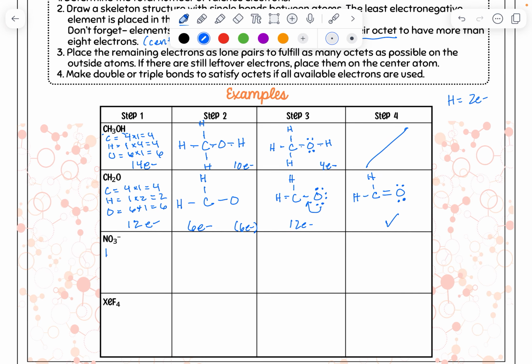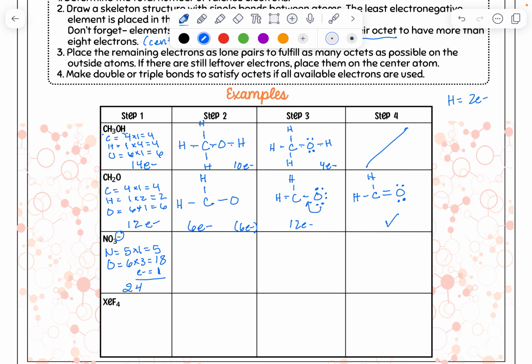So nitrogen has 5 valence electrons. I have 1 nitrogen, so that's 5. Oxygen has 6 valence electrons. There's 3 of them, so that's 18. And then I've got this negative here. That means there's an extra electron, so I have to add that one too. So if I add that together, I get 20, so I'll just put electron.